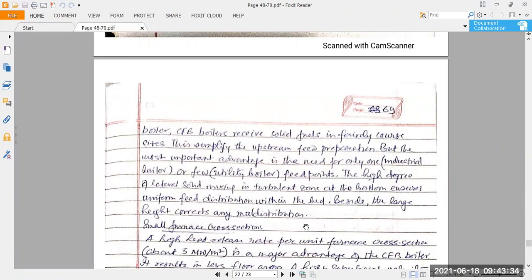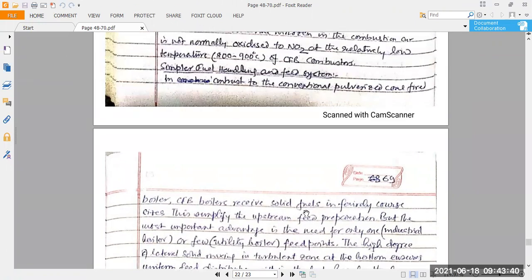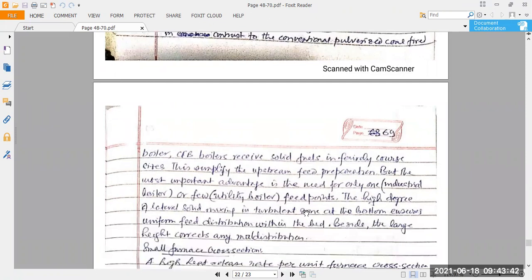So what is the meaning of this? What we have is the fuel handling and feed system. The fuel is not required to be made into small particles, so it can save the time of breaking the fuel itself. Instead, quite a large amount of fuel can be fed by keeping it as it is.